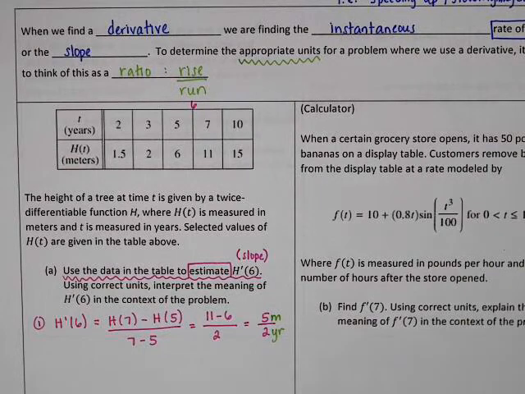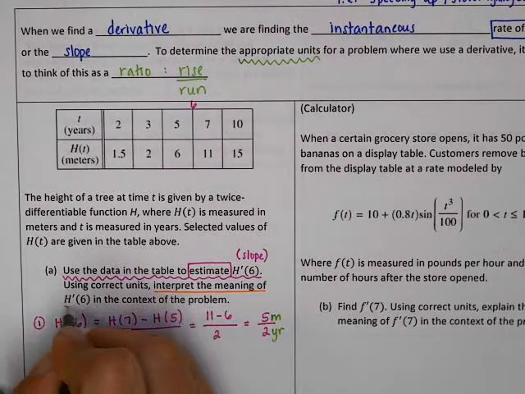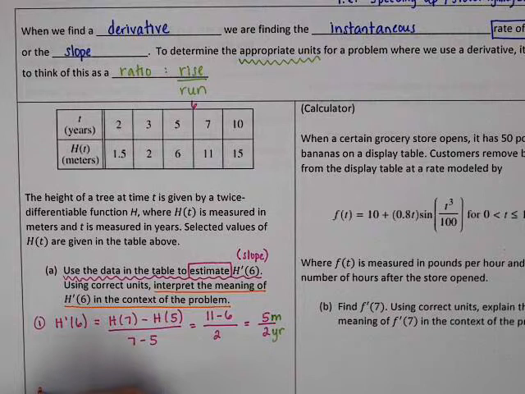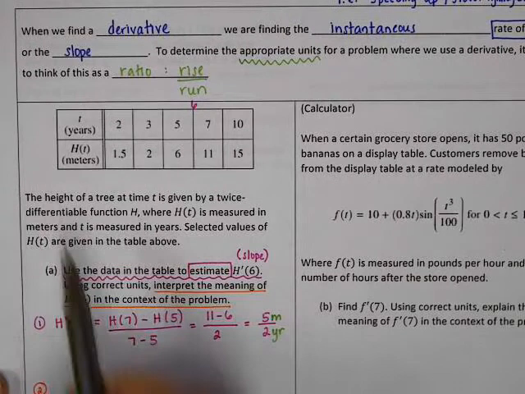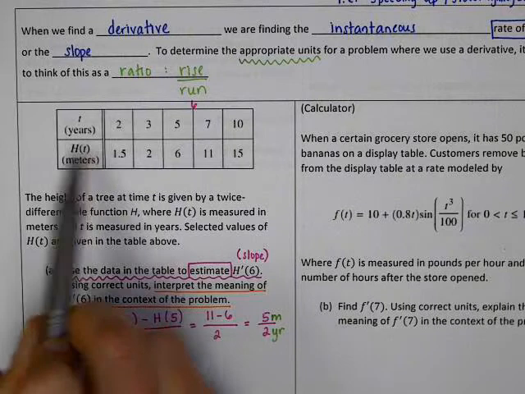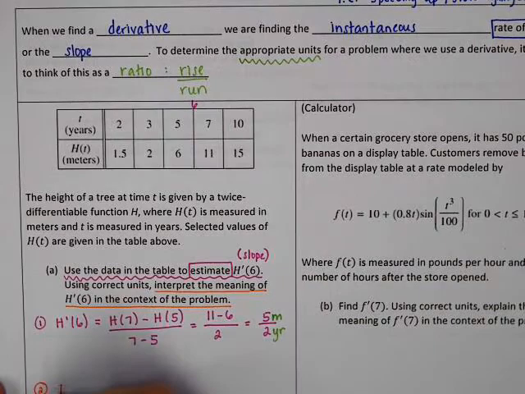Now let's work on the second part of this question. So using correct units, interpret the meaning of h prime of 6 in the context of the problem. Let's start with the first part of our explanation, which should be, what did you measure? We were calculating the height of a tree at time t. That's the data that was given in the table, and we were finding the slope. So, what did we measure?